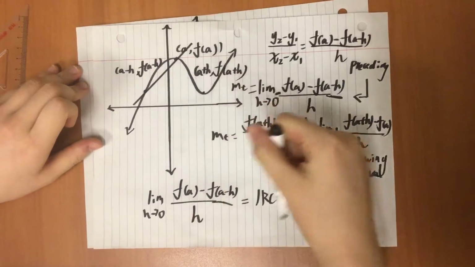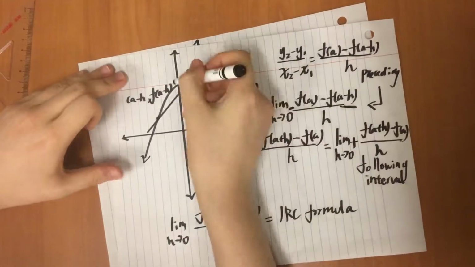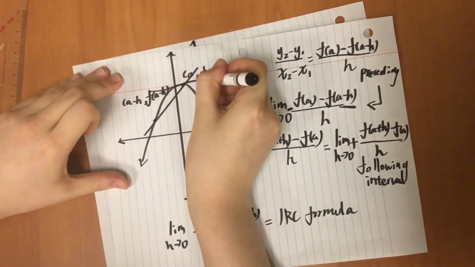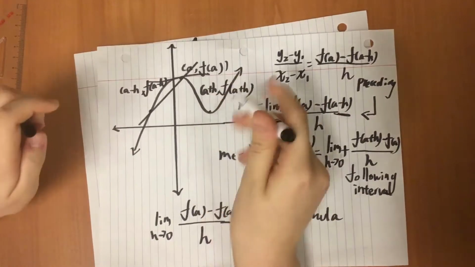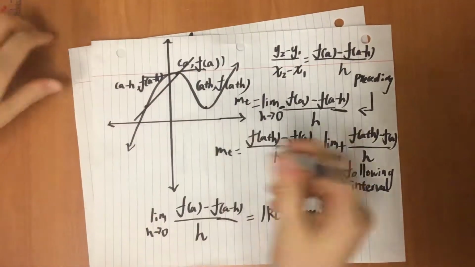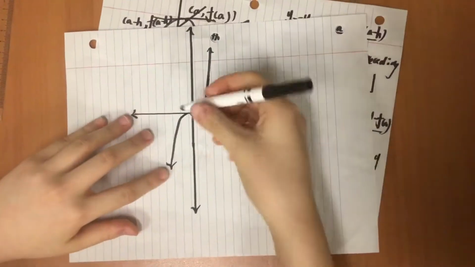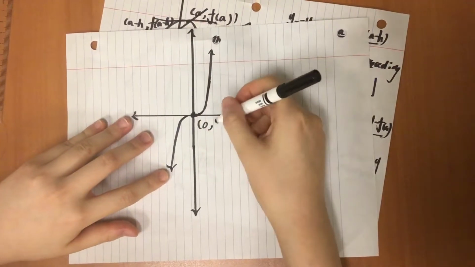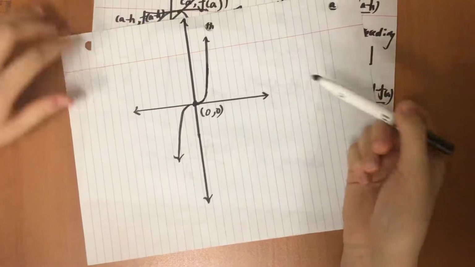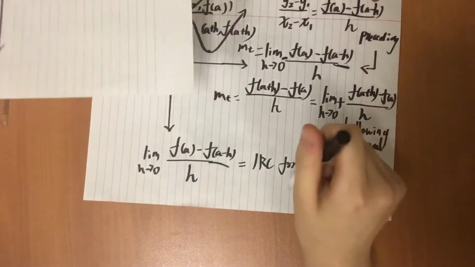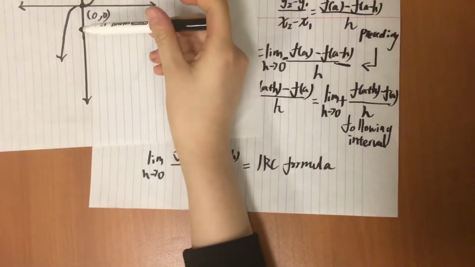We can say that this function can be used to calculate the slope of the tangent of points on this kind of function, but there are some examples where we cannot use this formula. For example, this one. This point is (0, 0). Why can this not be used to calculate this?